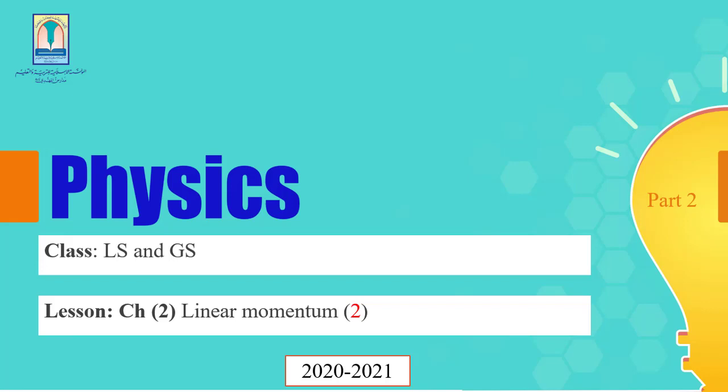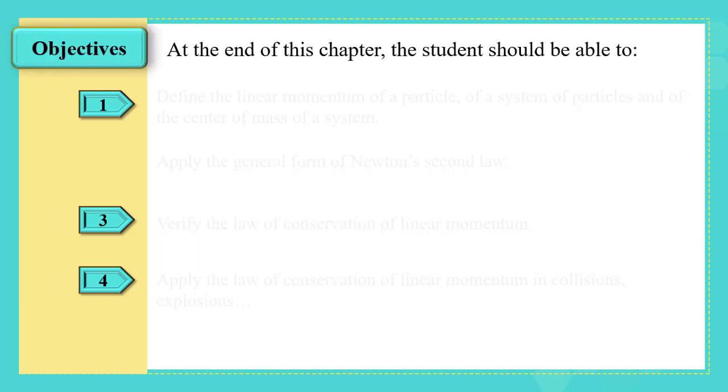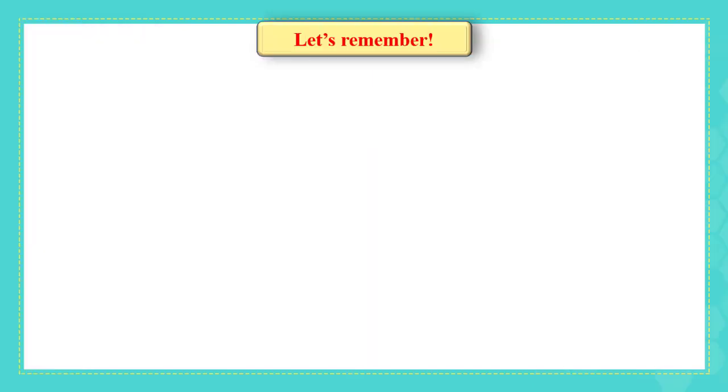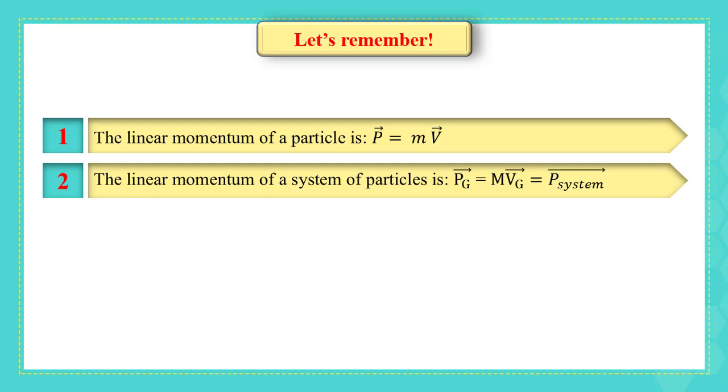Hope you have studied the first part very well. At the end of this video, you're going to be able to apply the general form of Newton's second law. Let's remember what we took in the first video. We said that the linear momentum of a particle is p vector equals the mass times v vector. The linear momentum of a system of particles is p vector G equals m vG, which is the linear momentum of the system of particles.